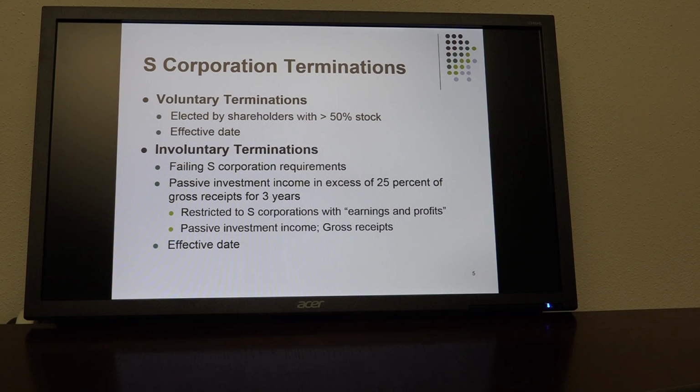Well, the only kind of S corp that has earnings and profits is an S corp that was, prior to becoming an S corp, a C corp with earnings and profits at the time of its conversion to an S corp. So this passive investment income rule only applies to S corps that were prior C corps, and at the time of that election, the C corp had earnings and profits.